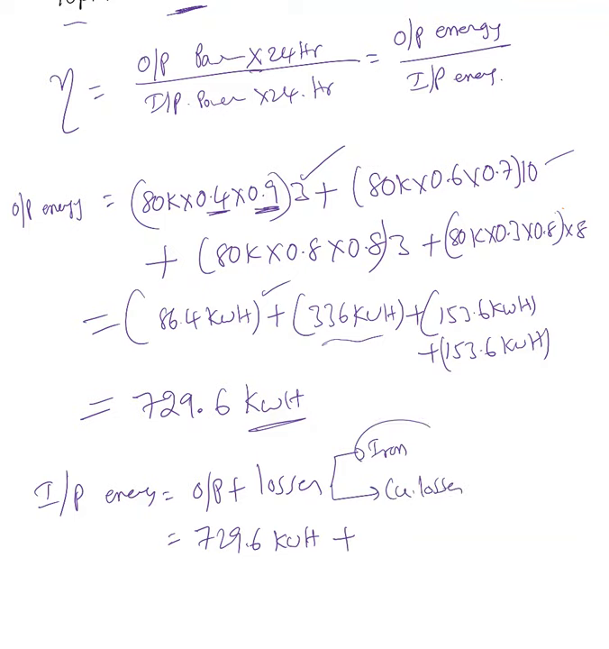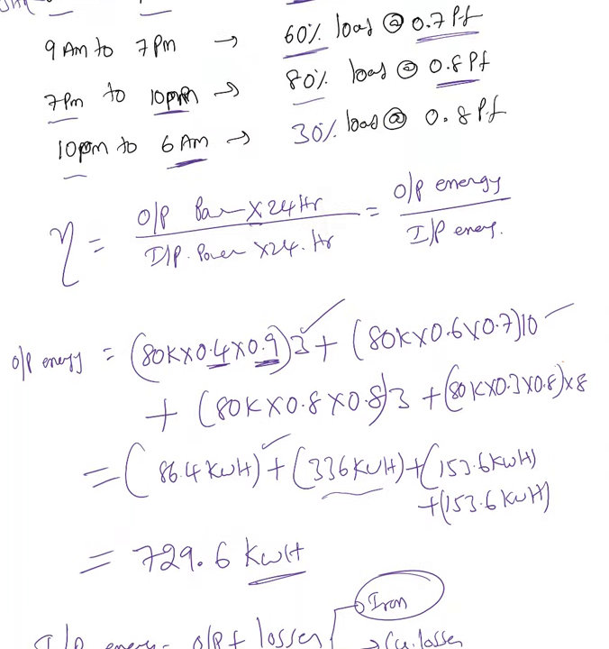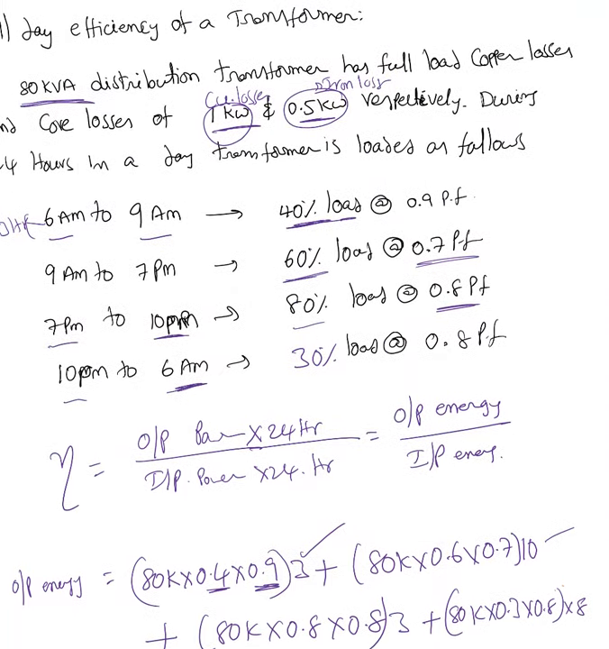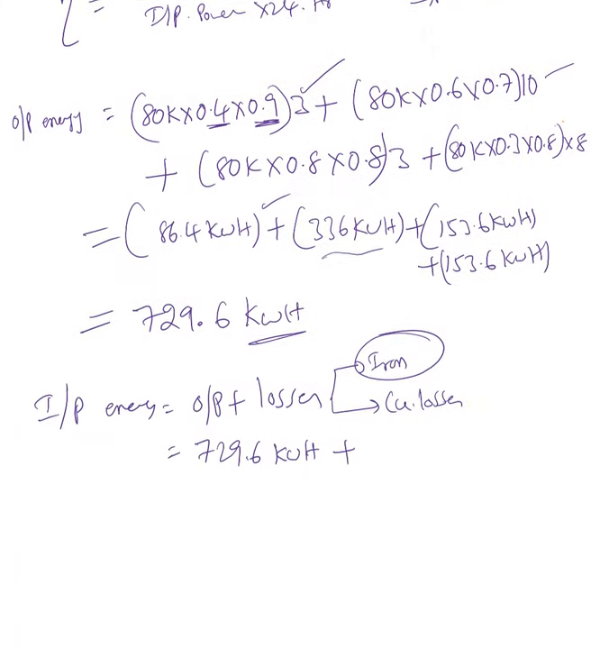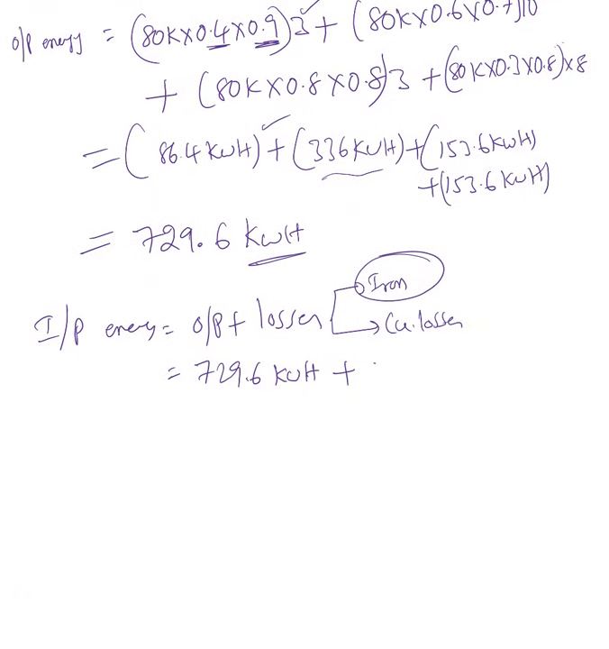Okay, iron losses are constant no matter what kind of load you're using or how much load you're using. It doesn't matter, these are constant. I have an iron loss of 0.5 kilowatt, so that must be 0.5 kilowatt times 24. Okay, that's the iron losses.